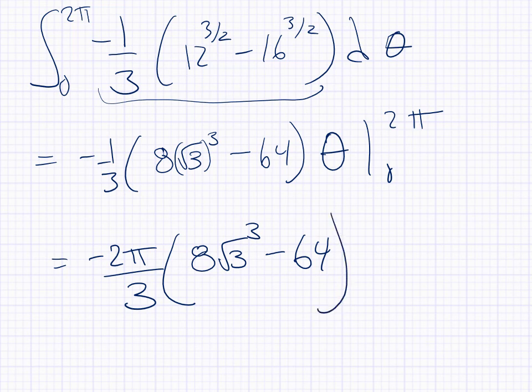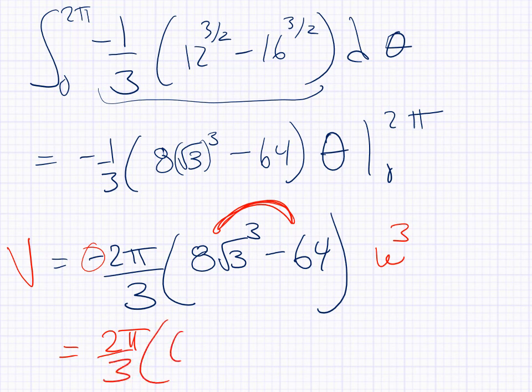And it looks like that answer is negative. It's not, though. Remember, this is the volume. This is the volume we're looking for, so units cubed, whatever it is. It looks like this is negative, but it's not, because this is actually negative times this negative. The whole thing is positive. So if you wanted to write it differently, you could say 2 pi thirds times 64 minus 8 square root of 3 cubed. You could do that. It doesn't really matter, but it's not a negative answer.